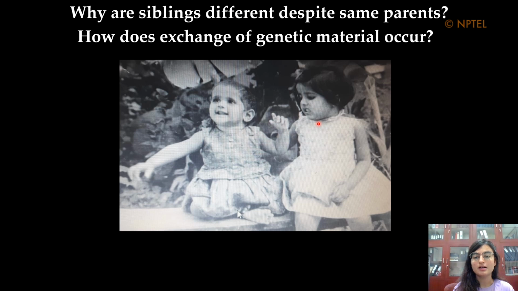We left at the question where we asked that even though siblings have the same parents, why are they different from each other? And how does the exchange of genetic material occur between the two homologous chromosomes? The answer to these questions lies in a process called homologous recombination, and we will get into the details of how homologous recombination occurs and why it is very important during meiosis.